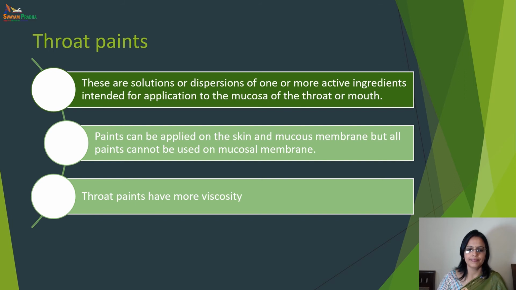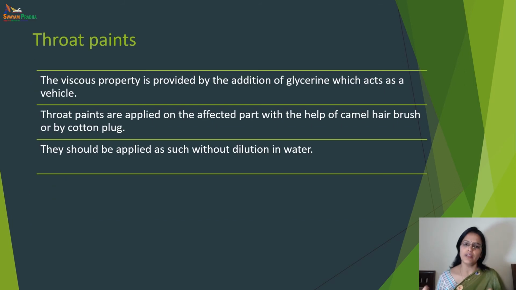Okay. The viscous property to the throat paint is provided by the addition of glycerin, okay, which acts as a vehicle also. So we can say that the throat paints are viscous enough preparations, and glycerin is used as a vehicle in that, okay, and it contains 1 or 2 active ingredients in a suitable vehicle. Okay, glycerin we have taken as one of the examples. So they are applied to the affected part with the help of camel hair brush or by cotton plug, right, with or without dilution with water.